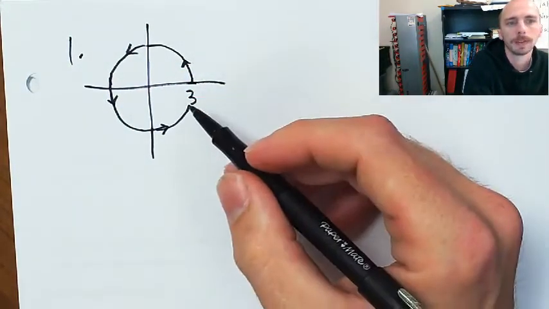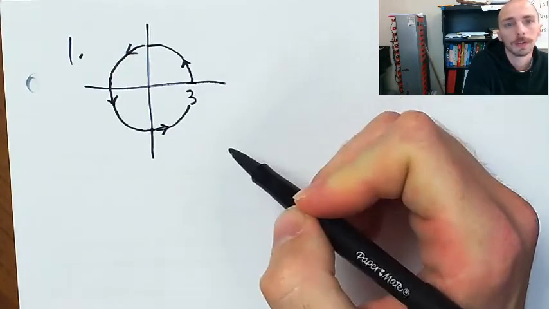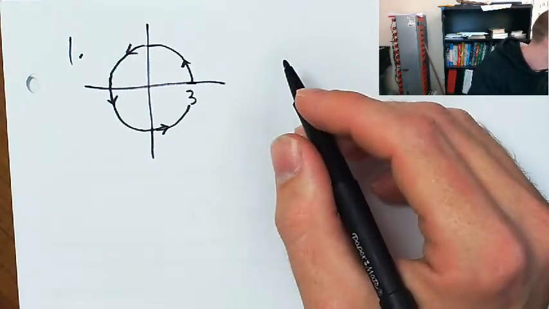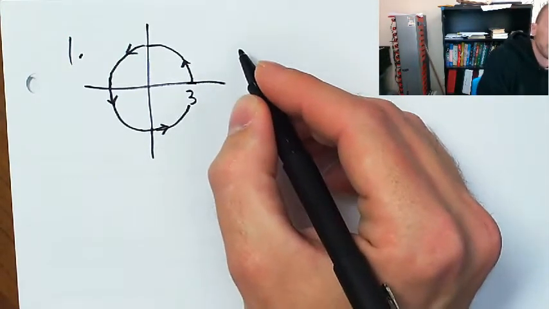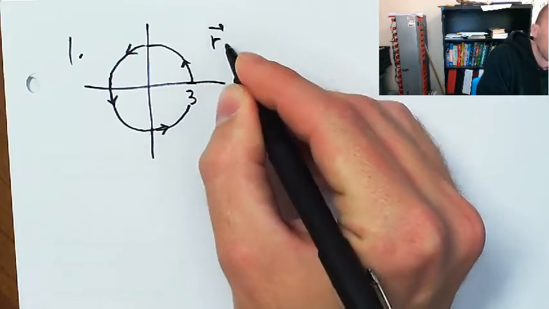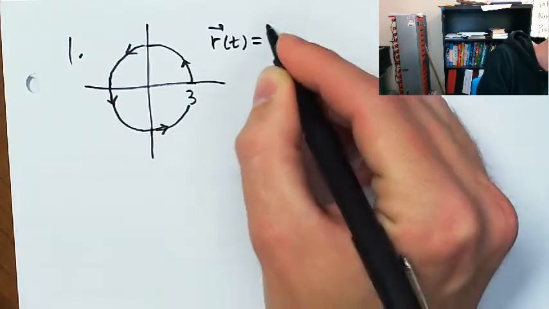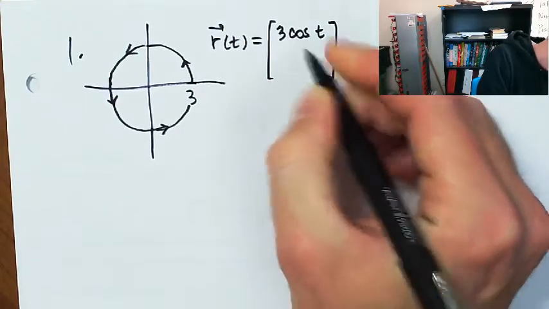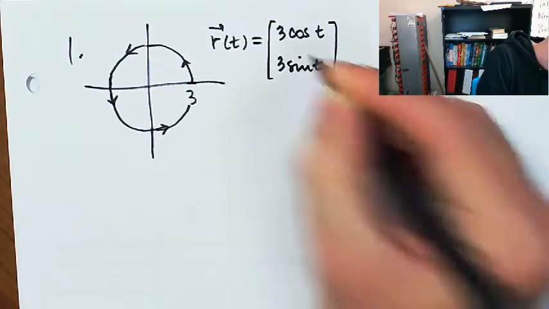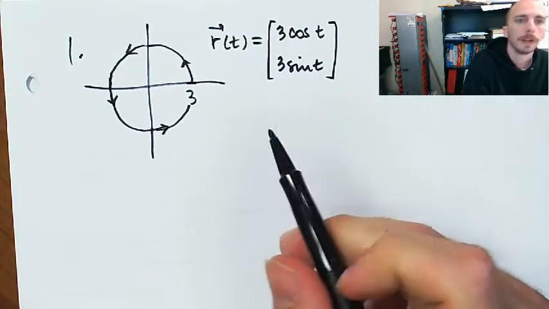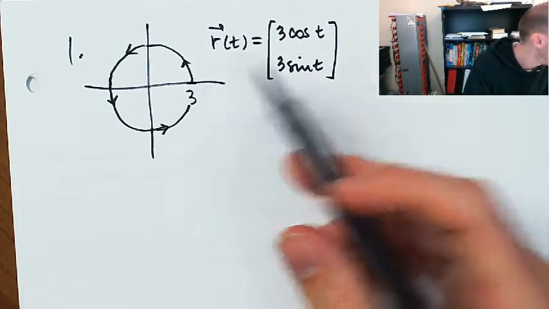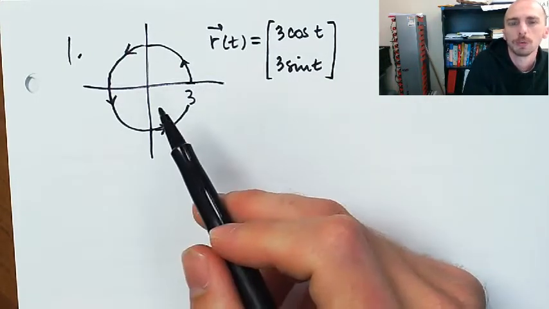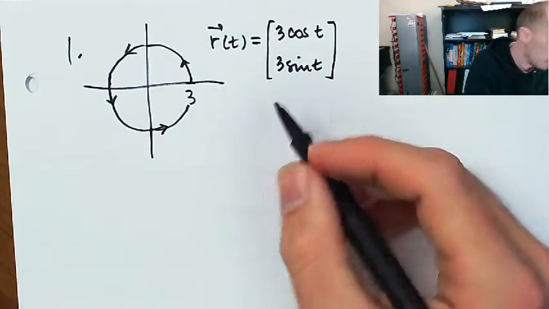Okay, so we've got this. We know that if this was 1, it would be cosine of t and sine of t. Okay, but it's going to be 3 times as big, so it would be 3 cosine t and 3 sine t. And that'll have the right orientation. It'll go to the right spots. We just need to set some boundaries for the time so that it's only traced once. Okay, so that'll be 0 to 2 pi.